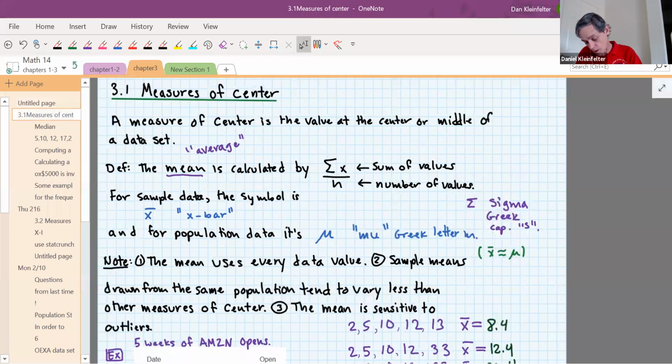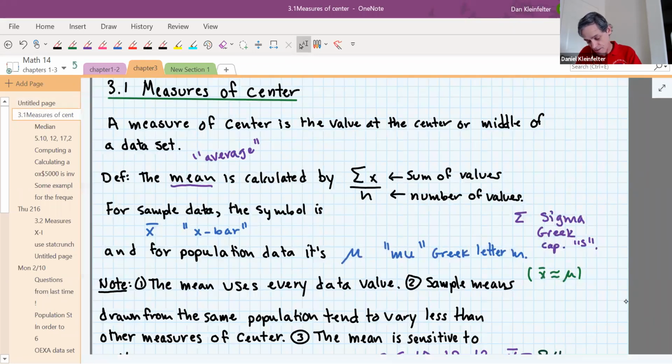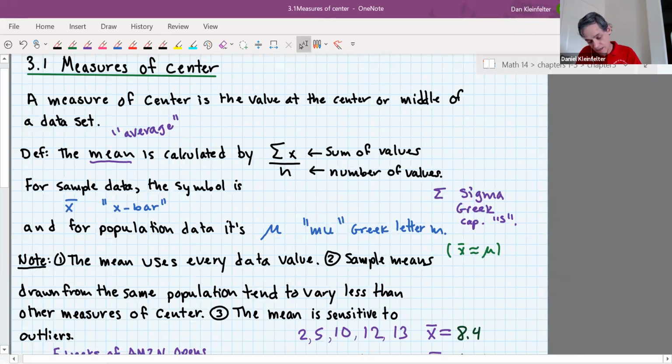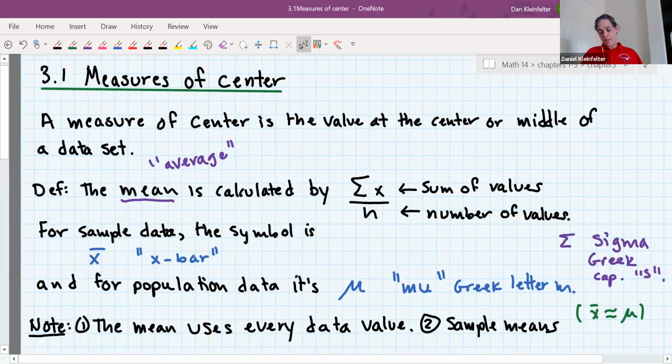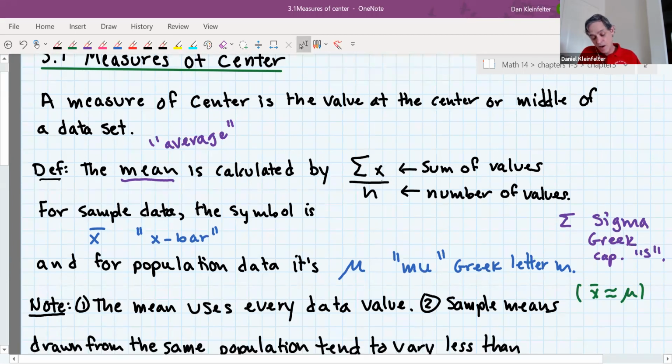In this first part, there's a fair amount of definition-like material, so we'll want to be careful with all of it. A measure of center is basically the value at the center or middle of a data set. The value at the middle may or may not be an actual value from the data set. The first thing we're looking at is the average. What we think of as the average is also called the mean. And it's calculated in the following way.